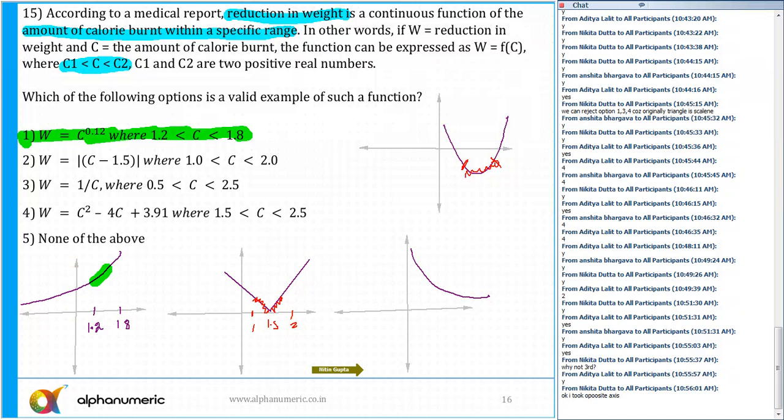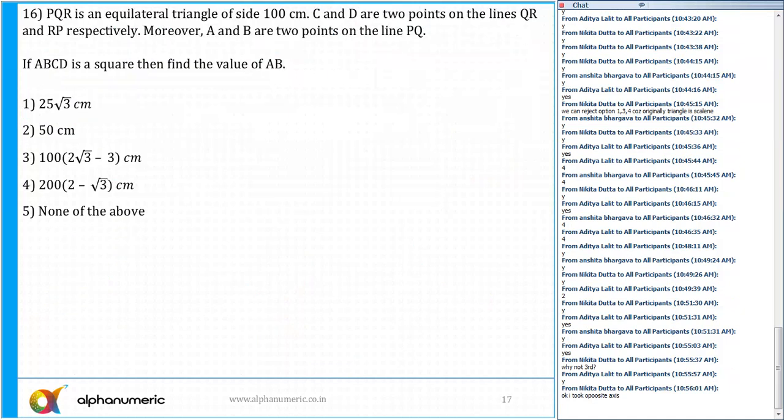Okay. Question number 16. What is the answer for question number 16? Please tell me. The correct answer is option 3. Let's see here.